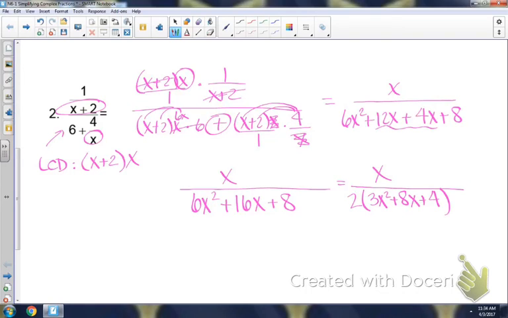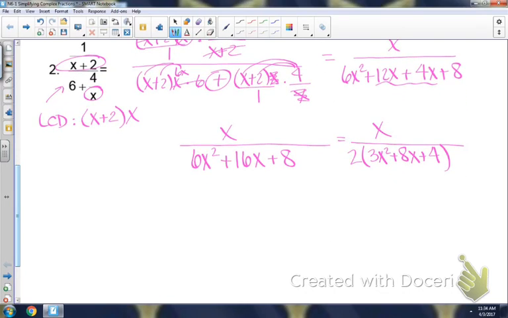And then I'm going to see if I can factor the trinomial inside the parentheses. So anytime we're factoring a trinomial, we're using sum and product. So the sum would be 8, product would be 12. So that would be x plus 6 and x plus 2.